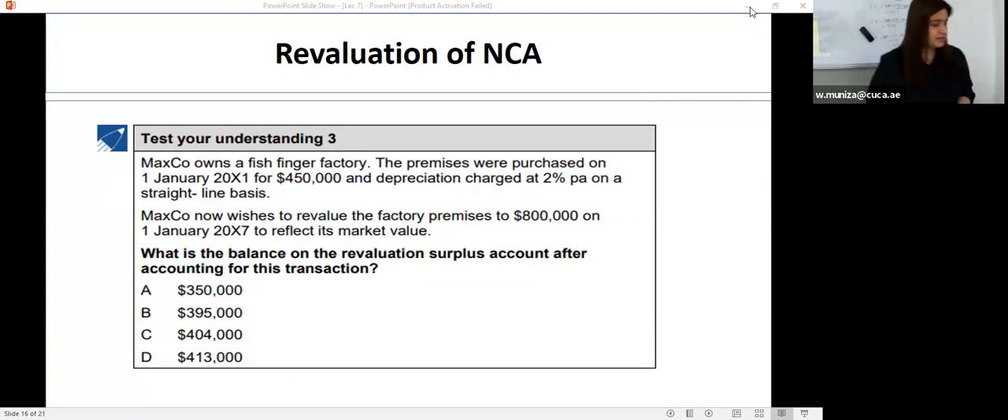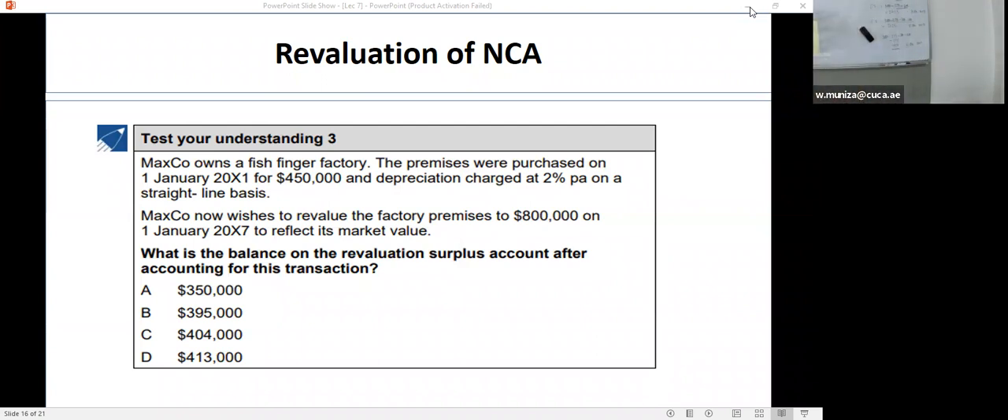Now students, question number 3 is there. What is the balance on revaluation surplus account after accounting for this transaction? Max company owns a fish finger factory. The premises were purchased on 1st January 2001 for $450,000 and depreciation charged at 2% per annum on the straight line basis. Max company now wishes to revalue the factory premises to $800,000 on 1st January 2007 to reflect its market value. Students, this is a very simple question. Can you start doing it? Do it then.